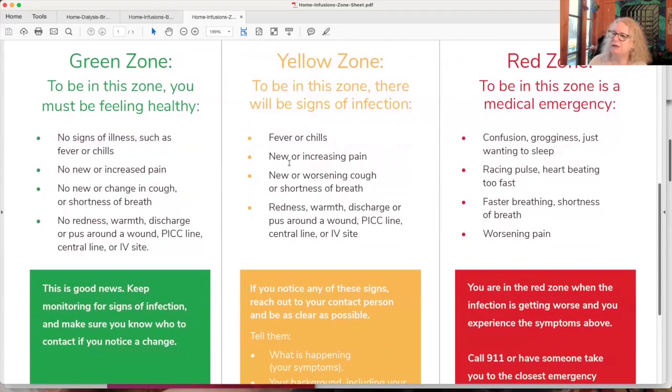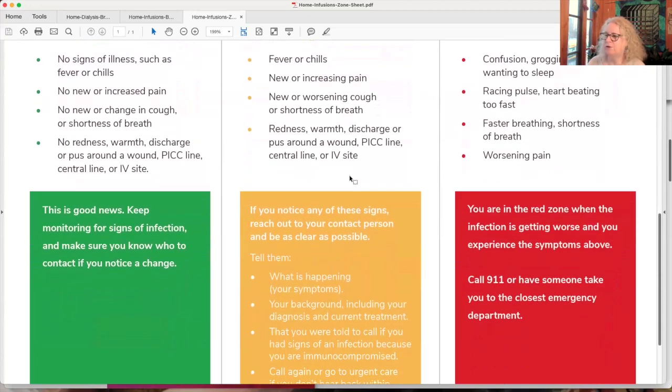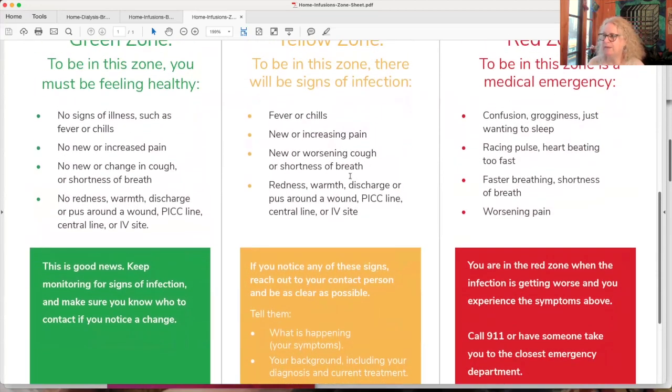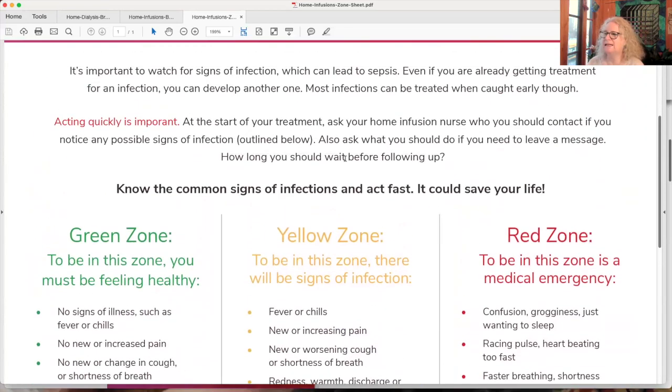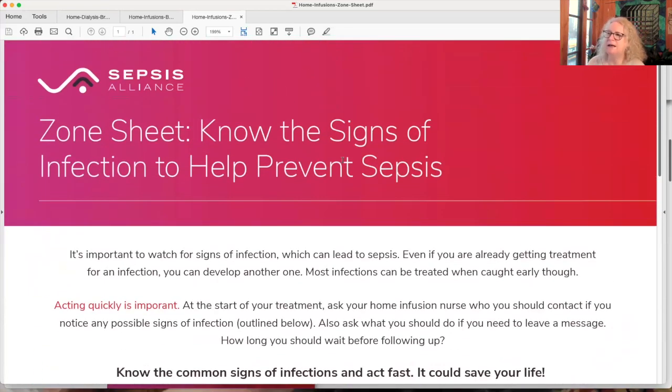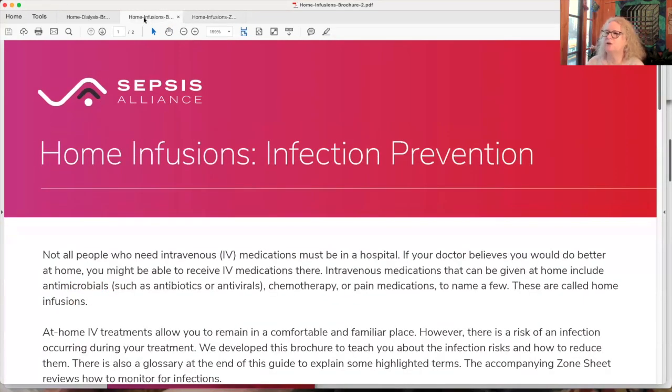So here we have the green zone where things are fine, yellow zones where they should draw their home infusion nurse's attention to it, and red zone, which is a medical emergency. So as I said, this is a one-page document that can be attached to the wall or put on the fridge or something like that. And then we have the brochures. We'll start with the home infusion brochure.